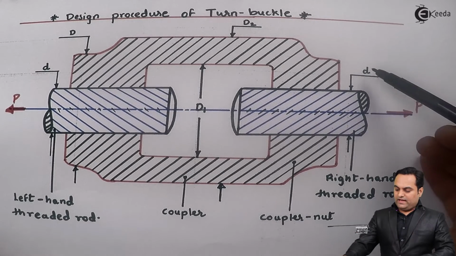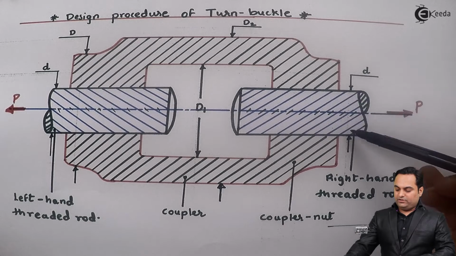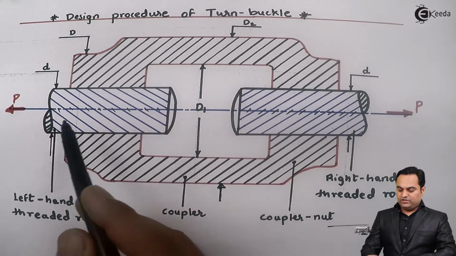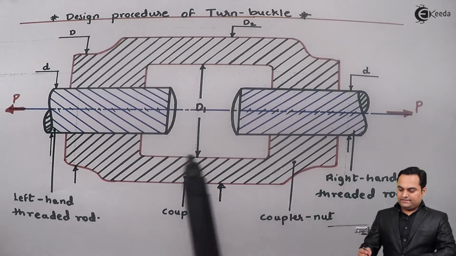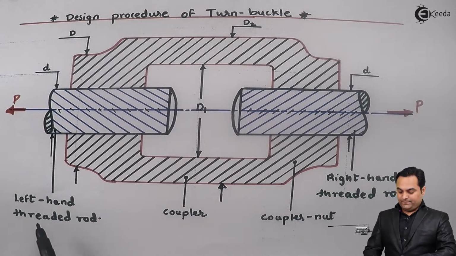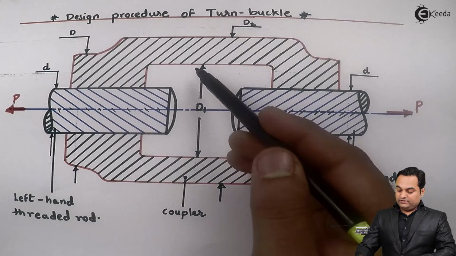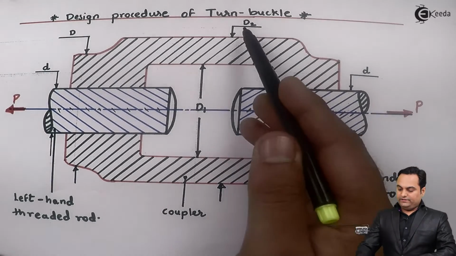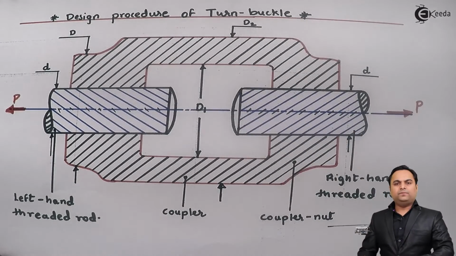Next, here I have small d as the diameter of this square threaded, or we can say this is a screw. Next, capital D is the diameter of coupler nut. Then D1 is the internal diameter of coupler and D2 is the external diameter of coupler.